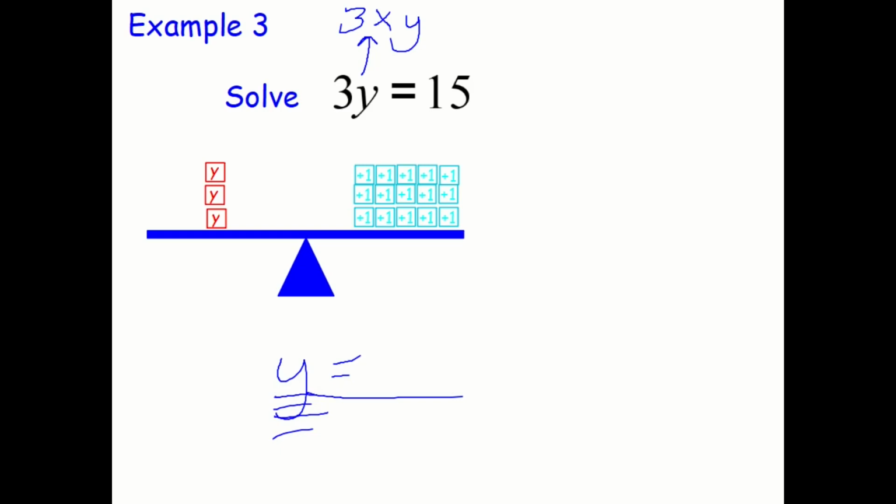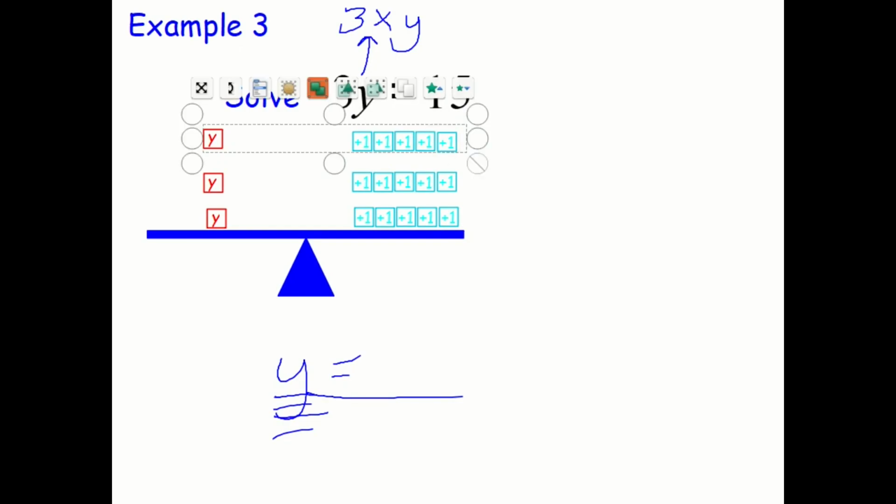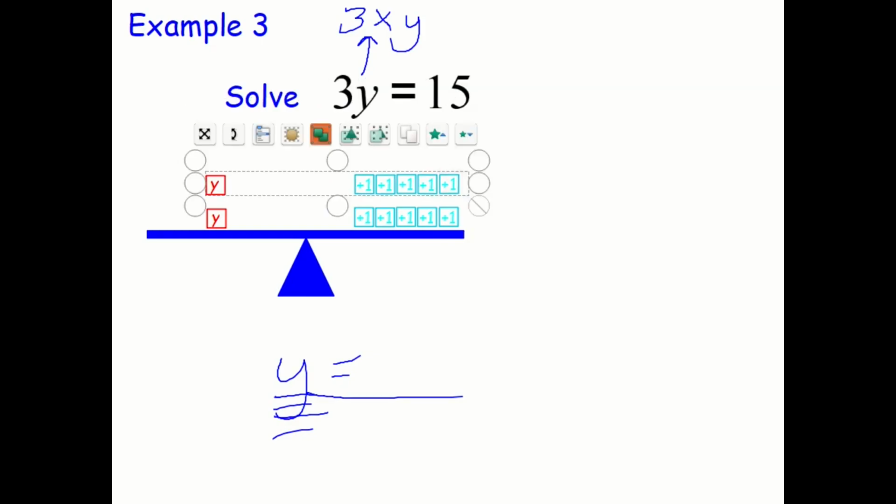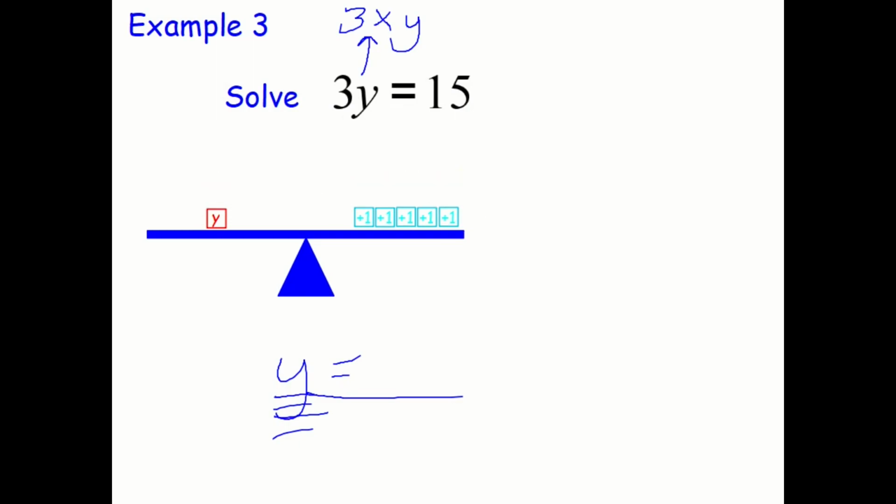Well, what I can do instead is divide both sides by 3, and I'm just separating these out into 3 groups. So I can divide by 3 on both sides. I'm dividing it into groups of 3, as you can see here. So if I divide both sides by 3, it's the same as doing this. That is dividing by 3. And what am I left with? y is equal to 5.